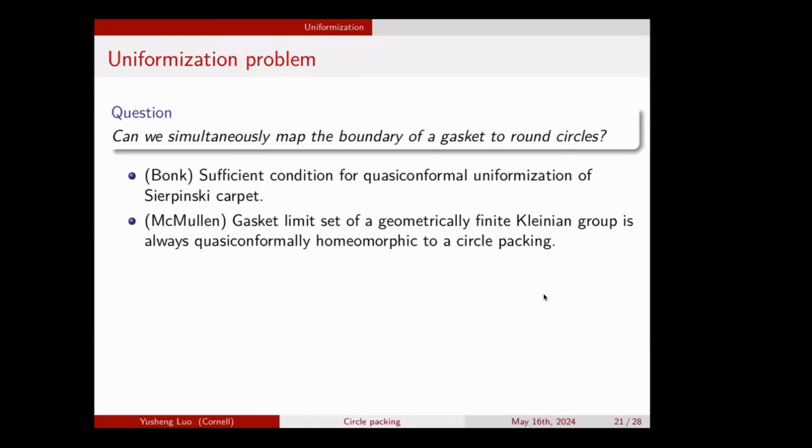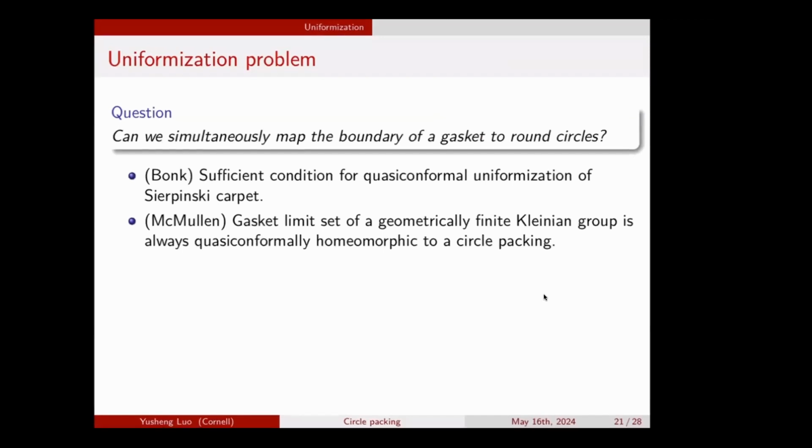So in the setup of Sierpinski carpets, there are sufficient conditions for quasi-conformal uniformization by Mario Bonk. And in the dynamical setting, there is a theorem by Curt McMullen, which says that if you have a gasket limit set of a geometrically finite Kleinian group, then you can always map it quasi-conformally homeomorphically to a round circle packing. And there have been many other results about these quasi-conformal uniformizations of the Julia set, Sierpinski carpet Julia sets, and so on.